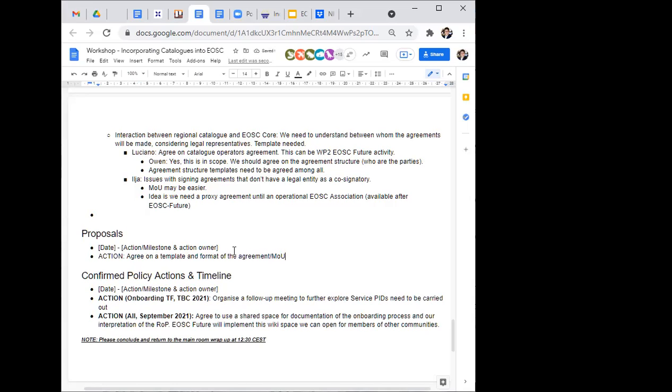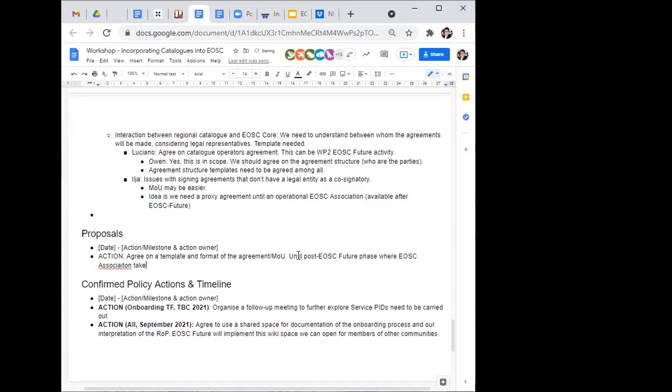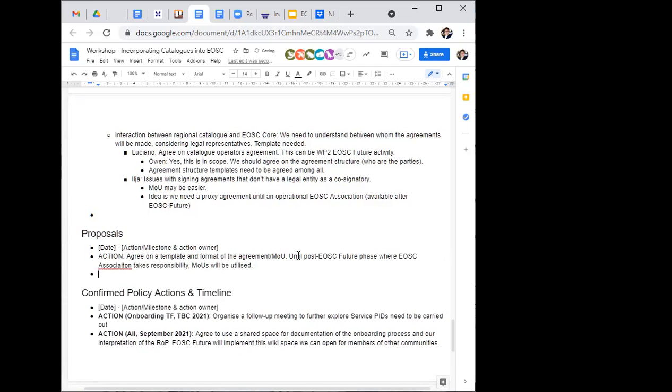Well, I think we'll just have to be very clear about that. So we need a statement somewhere, and maybe this is another action, that basically says, for the agreement structure supporting EOSC, until the post-EOSC Future phase where the EOSC Association takes on all the formal and legal responsibility, we will essentially use MOUs and we will attempt to follow them with the same force that we would a legal contract, but they are not legal contracts, it's a best effort thing. Maybe an action could also be that we would do the analysis on the implication of contracts not being signed.